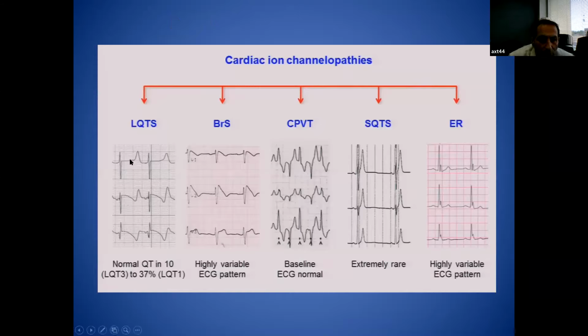So this is what long QT might look like. This is what Brugada syndrome might look like. This is CPVT, you have bidirectional VT here, okay? Short QT interval or early repolarization are high-risk features.